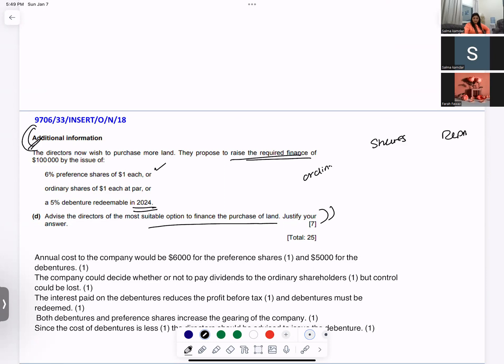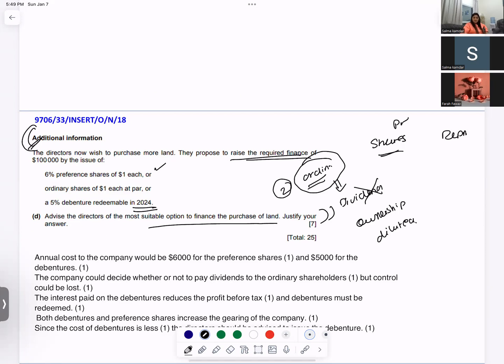Come on, tell me. If they issue ordinary shares, what will happen? The ownership would get diluted. If they issue ordinary shares, they will not have to pay dividend, but the ownership can get diluted, right? Okay. So this will give you 2 marks.